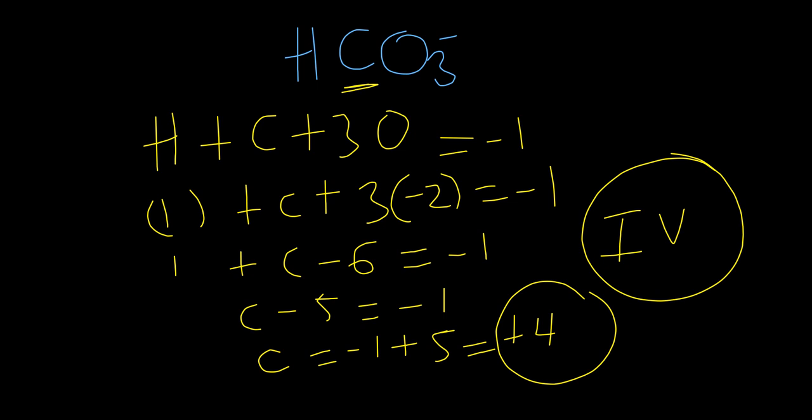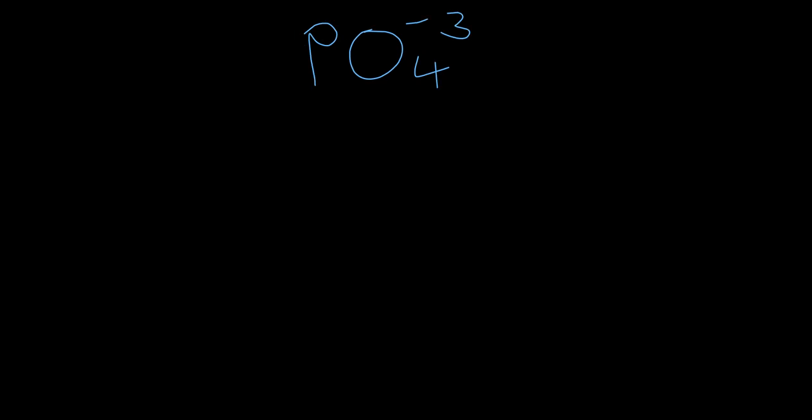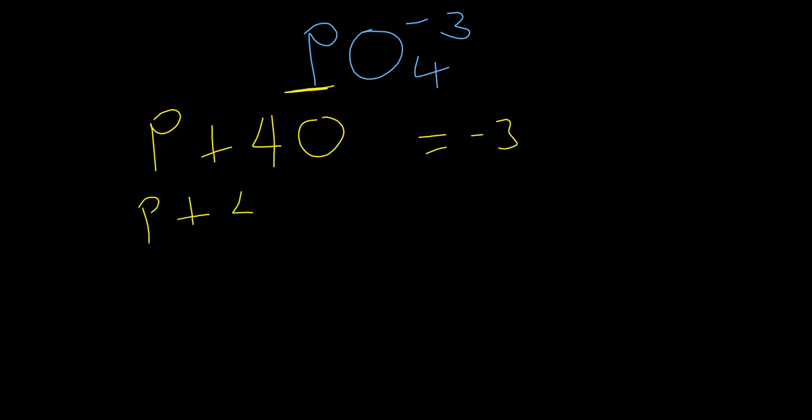Let's move on to the next item. For the next item, we have PO4 minus 3. The charge on this molecule is clearly -3. The molecule is made up of P, which is phosphorus, plus 4 atoms of oxygen. We are looking for the oxidation state of the phosphorus. So let's continue. So that's phosphorus plus 4 times the charge of oxygen, which is usually -2, equals -3.